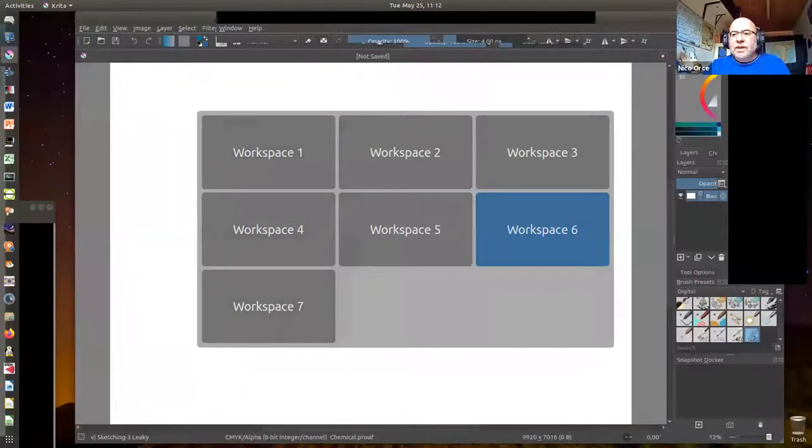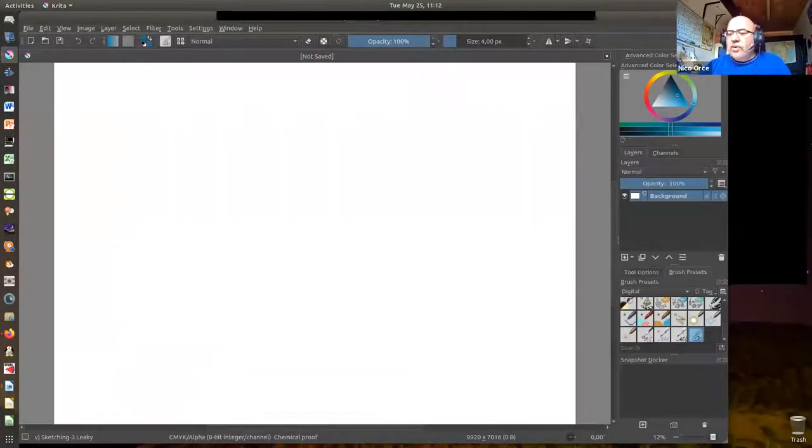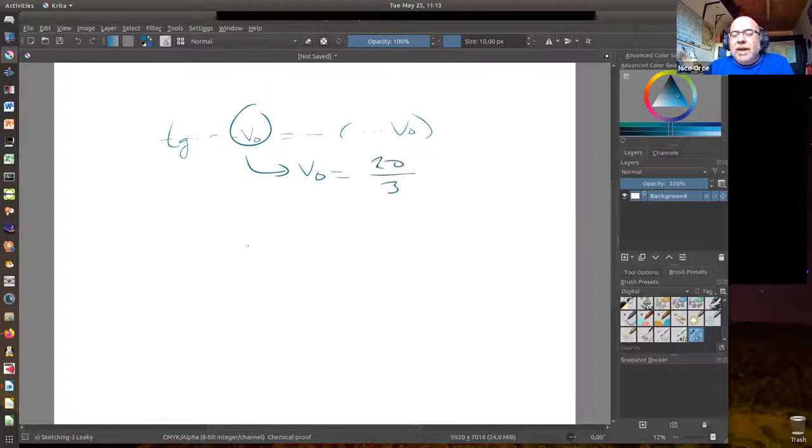Yesterday... So I'm not going to explain, you are going to have an equation which looks like this: the tangent of something, something, something, with V naught in there, equal to minus something, something, something with V naught there, right? So this is an equation that cannot be solved analytically. We cannot take V naught out and say, okay, V naught is equal to 20 divided by 3, right? I'm just making up numbers here.